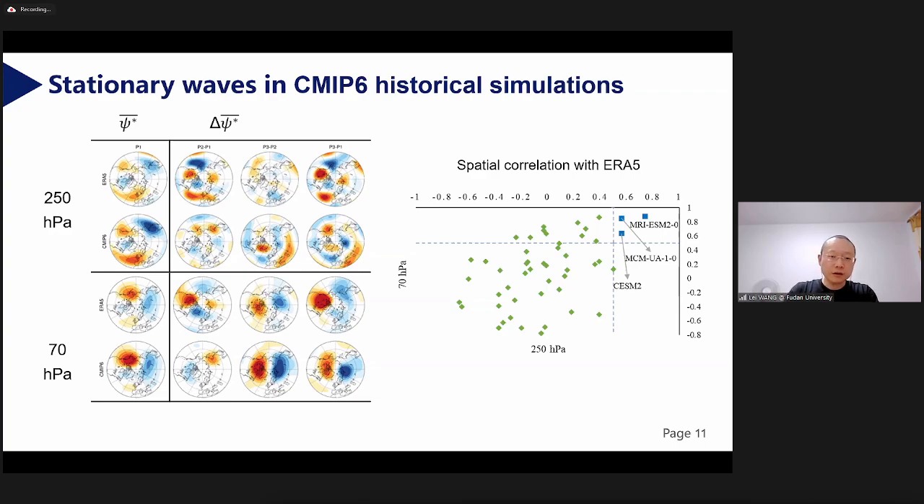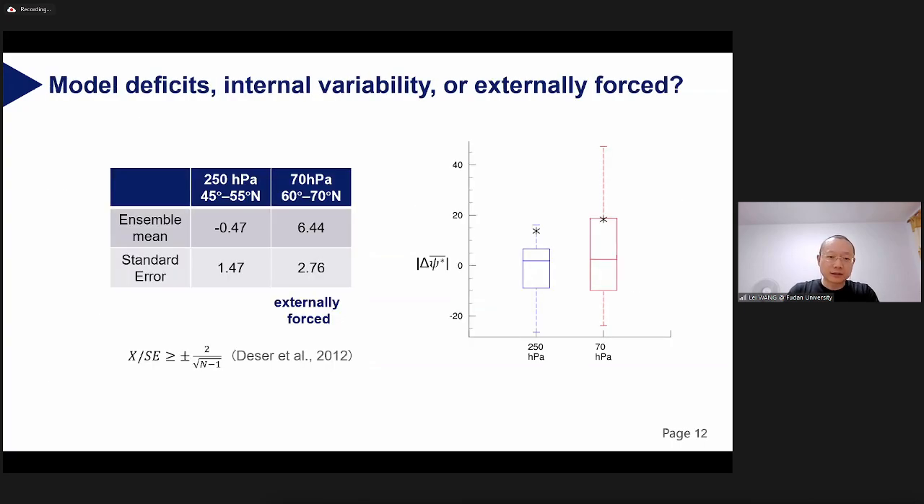So if we calculate the model ensemble mean response relative to their standard errors, we found that in the troposphere, the ensemble mean shows a decrease in wave amplitude, with a much larger standard error, which means the tropospheric response is probably mostly due to internal atmospheric variability.